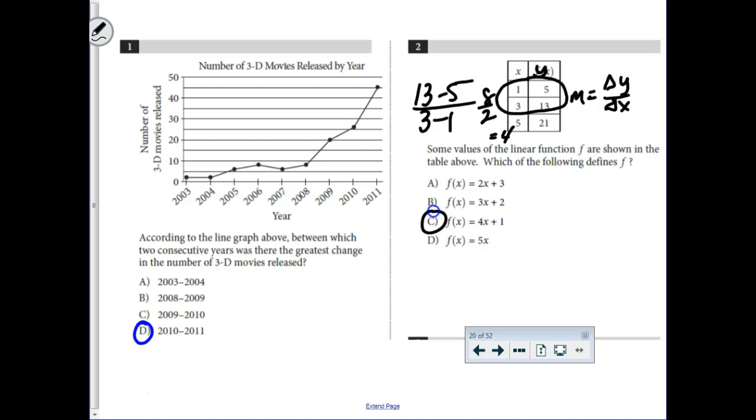Now, the other way to do this question, this is the way a lot of kids do it, is they just start taking the first ordered pair, x equals 1 and y equals 5, and they start plugging it into each of the options. The problem with that, and you have to be careful, is sometimes the point will work for more than one of the answers. So you have to make sure you test them all before you commit to an answer. And sometimes you have to test another point as well. So just be careful.